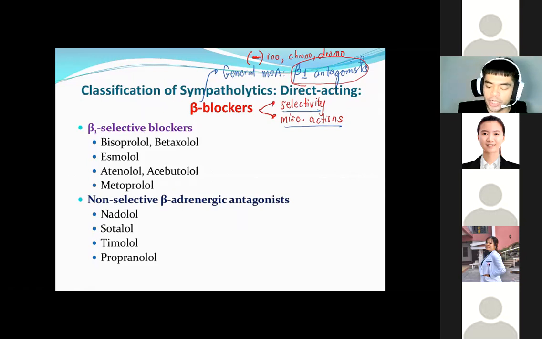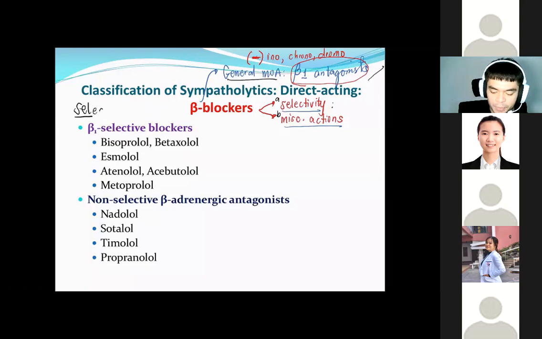Now, anong connection ng general MOA sa binanggit kong selectivity at miscellaneous actions? As I've said, ang daming beta blockers, and these beta blockers could have other effects than beta-1 blockade. Meron pa silang ibang kayang gawin on top of their beta-1 blocking effect. So yun yung i-discuss natin. Una, selectivity. Regarding selectivity, meron tayong dalawang grupo.